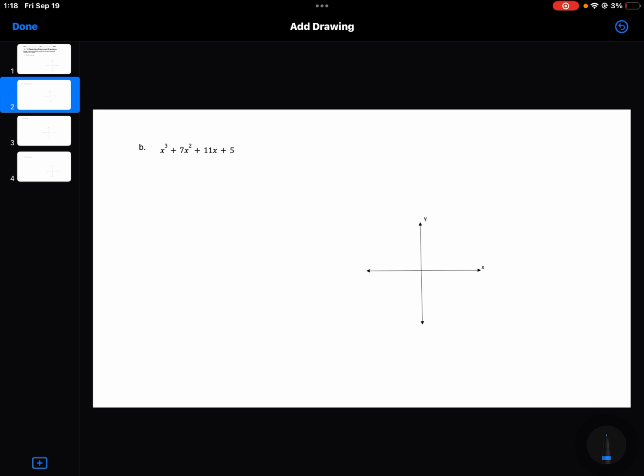Here is the second one. It's also a cubic polynomial. First thing I'm going to find is my y-intercept. I'm going to use the last value. Oh, I should define it as a function too. So we're going to say my function is x cubed plus 7x squared plus 11x plus 5. So my y-intercept is just that last value.